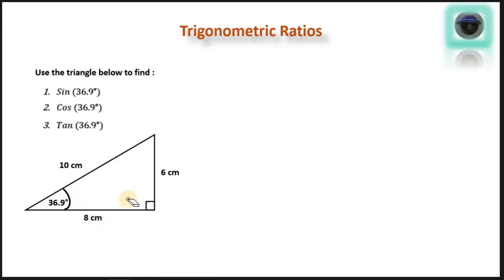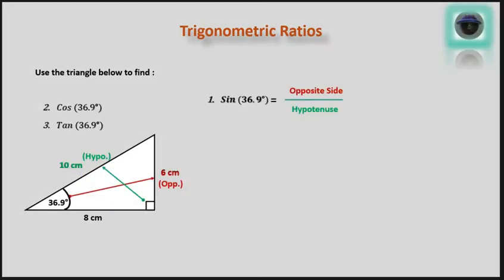And last, we have what? This side, which faces the right angle. So this is our hypotenuse, which is 10 centimeters long. All right, so we got these sides.